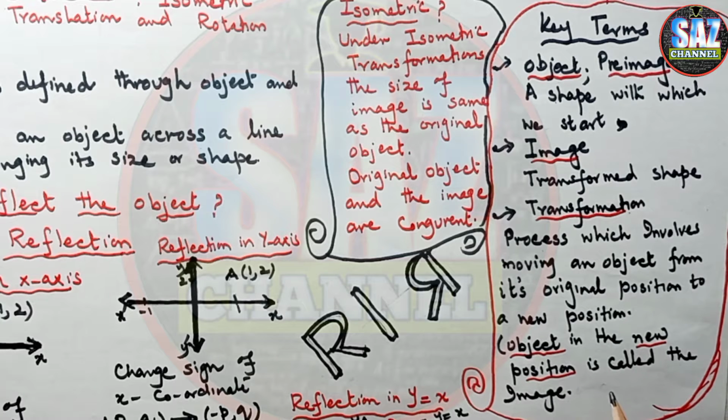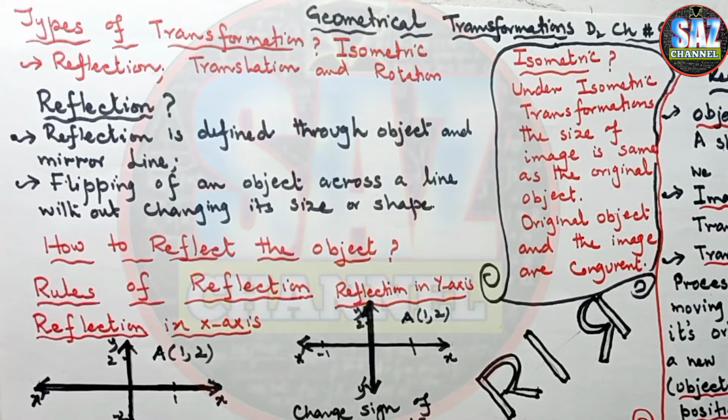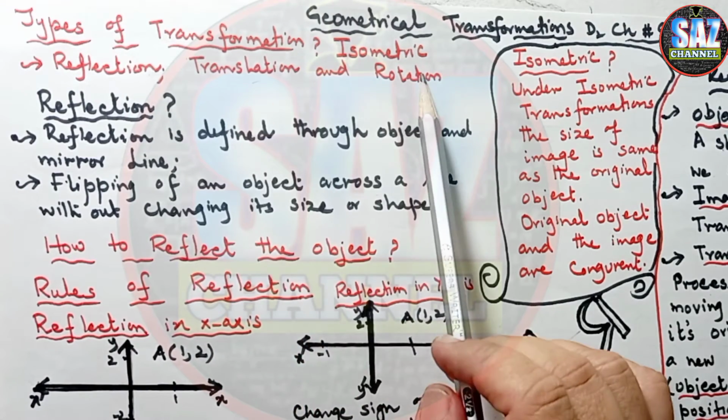These are really important points that you have to understand, that when the question is saying about the object, it means it's the actual shape, the original shape, which has not undergone any transformation or change. Let's move to the types of transformation. In this lesson, I will talk about the isometric transformations, which are reflection, translation, and rotation.